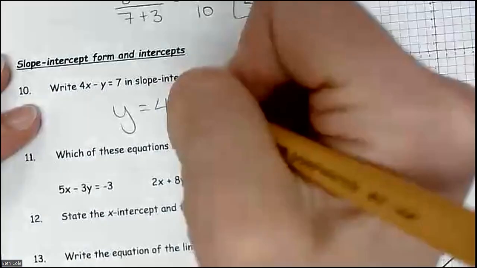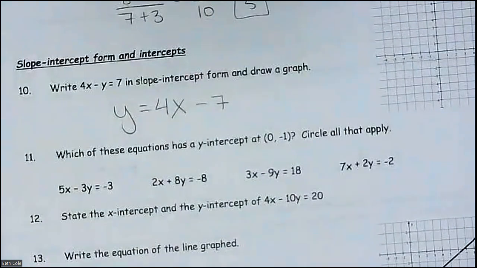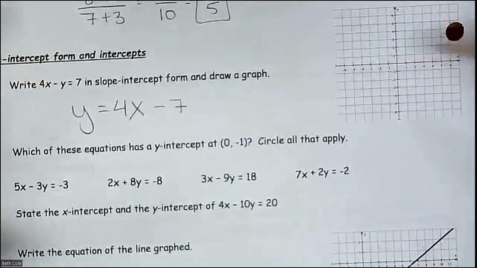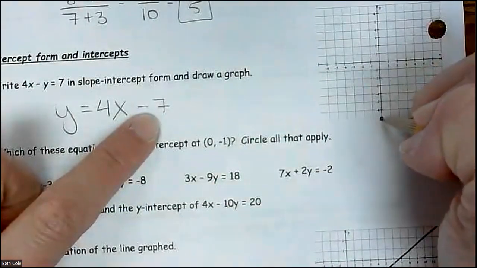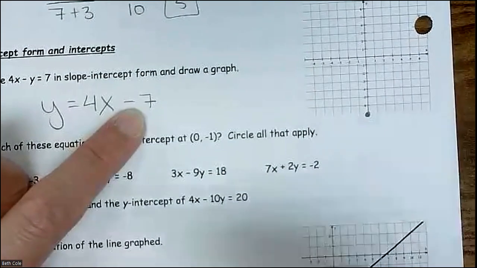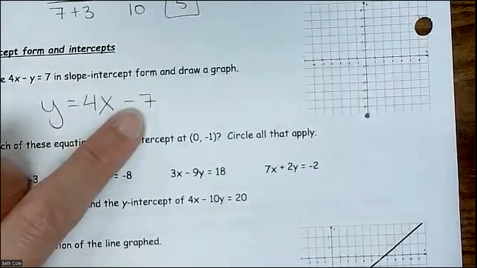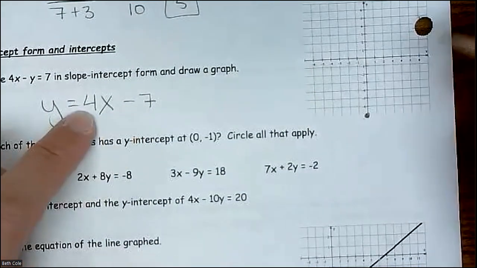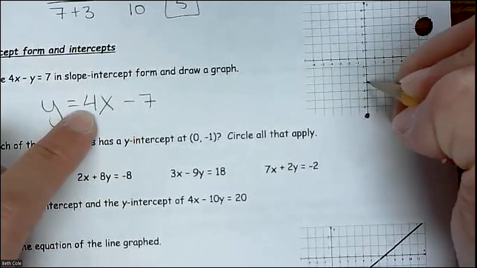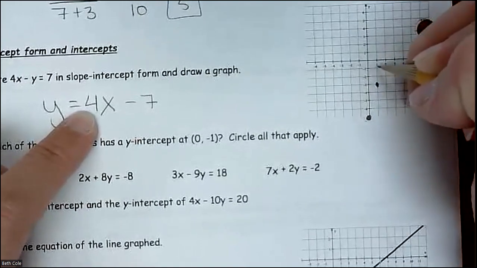Good. Okay. So it was -7. And I just found that I looked at the graph. I saw it intersected at 0, -7. So when you go to graph that, you would start at that -7, which is almost off the grid, but not quite. And then go up 4 over 1. And again, put as many points as you can fit.